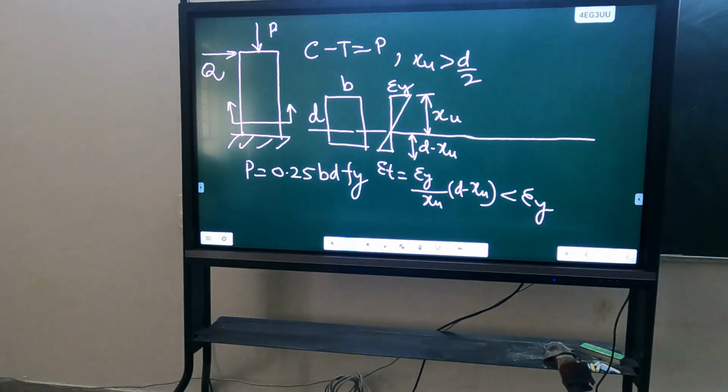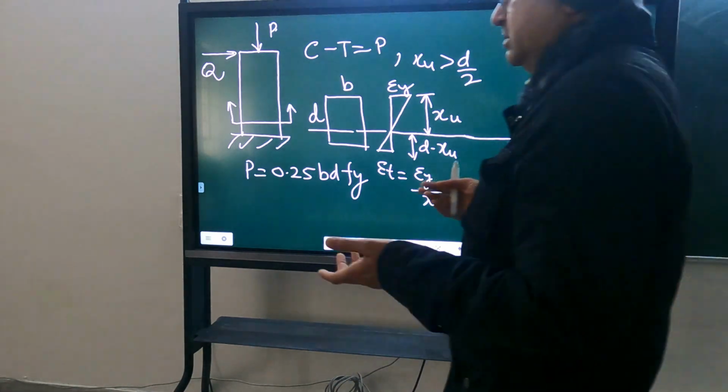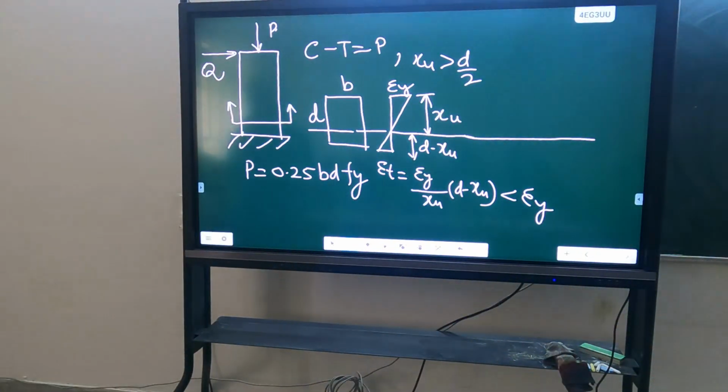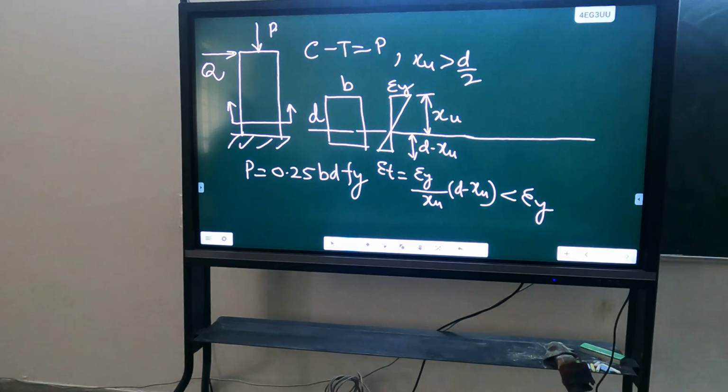In pure bending it was a symmetric section. Steel has identical stress strain behavior in compression and tension, so everything was symmetric. But when we apply axial force, it will no more be symmetric. It will be like this plus this. Plot the stress diagram. Finally, what stress diagram will you take?